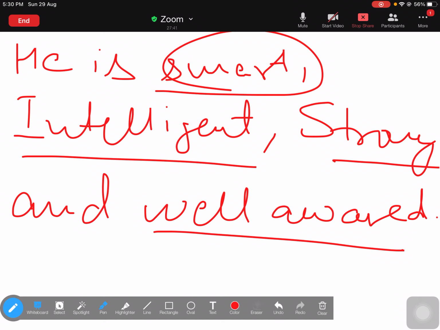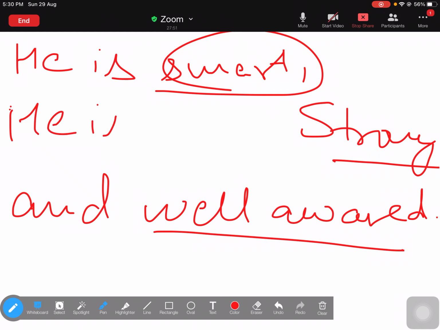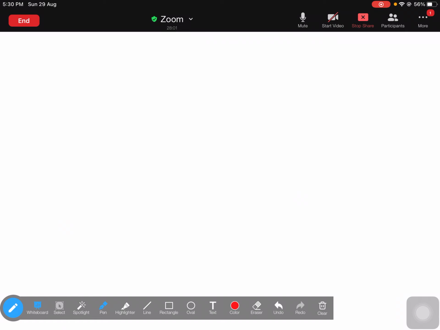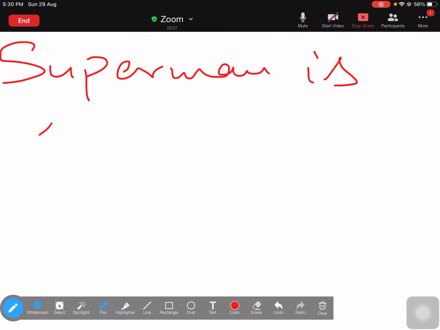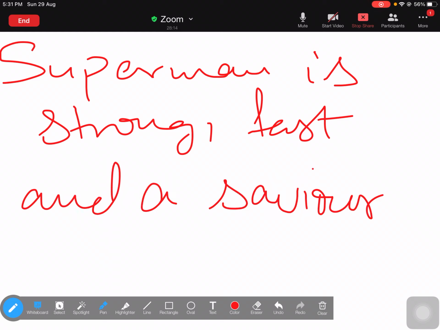But what if I say he is smart, and in place of intelligent, I write he is intelligent, and then strong and well aware. Now, this sentence is wrong. Why? Because I need to follow the same pattern. Again, one more example. Superman is strong, fast, and a savior. Now, strong, fast, savior is right.